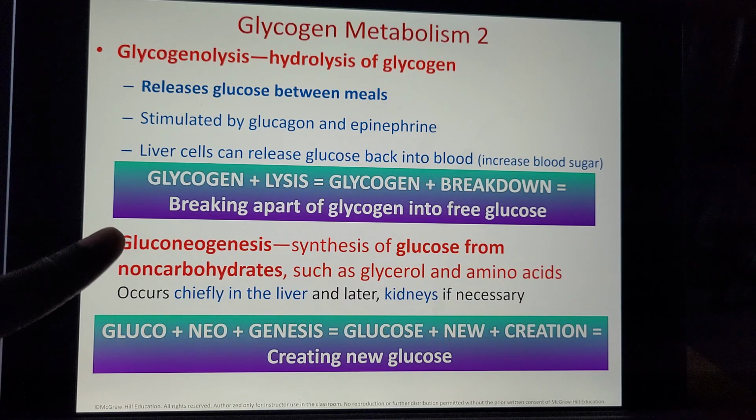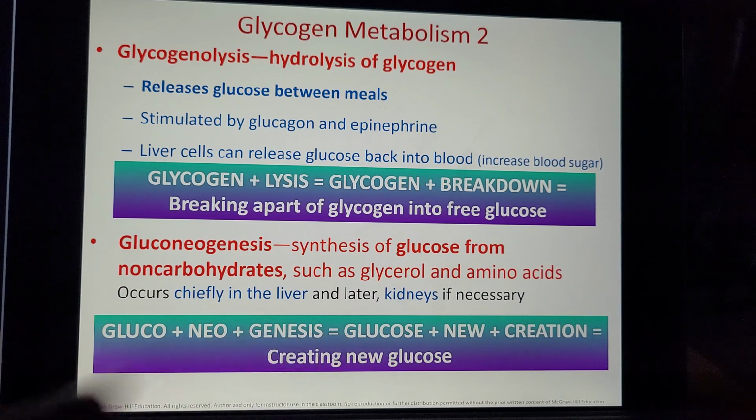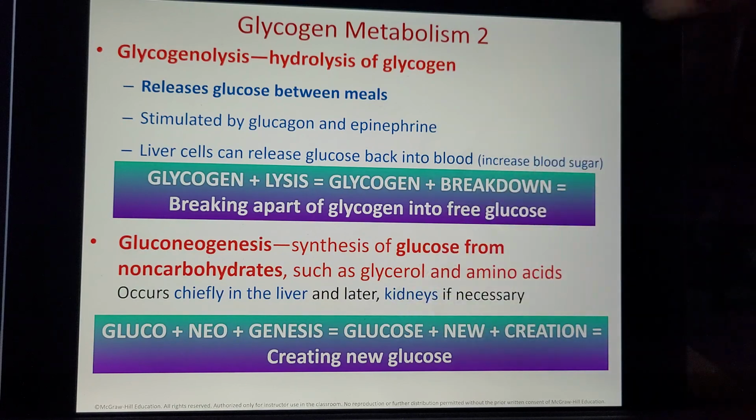So breaking down the big word, gluconeogenesis. So those three pieces. So it's the glucose, new creation. So we're creating new glucose from non-carb sources. So completely different from just converting a molecule still in that same category family.